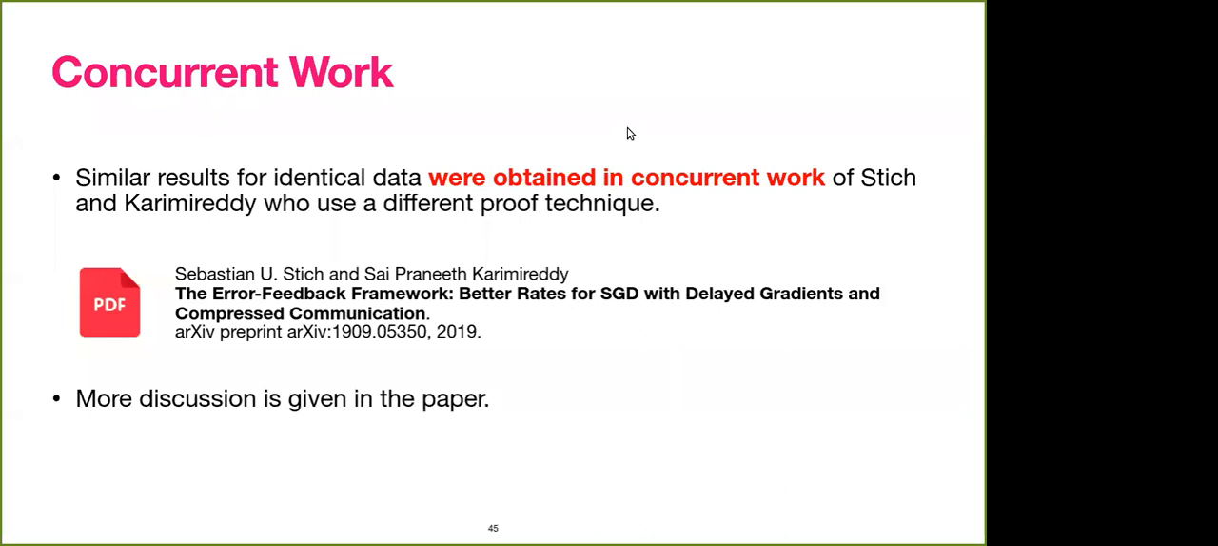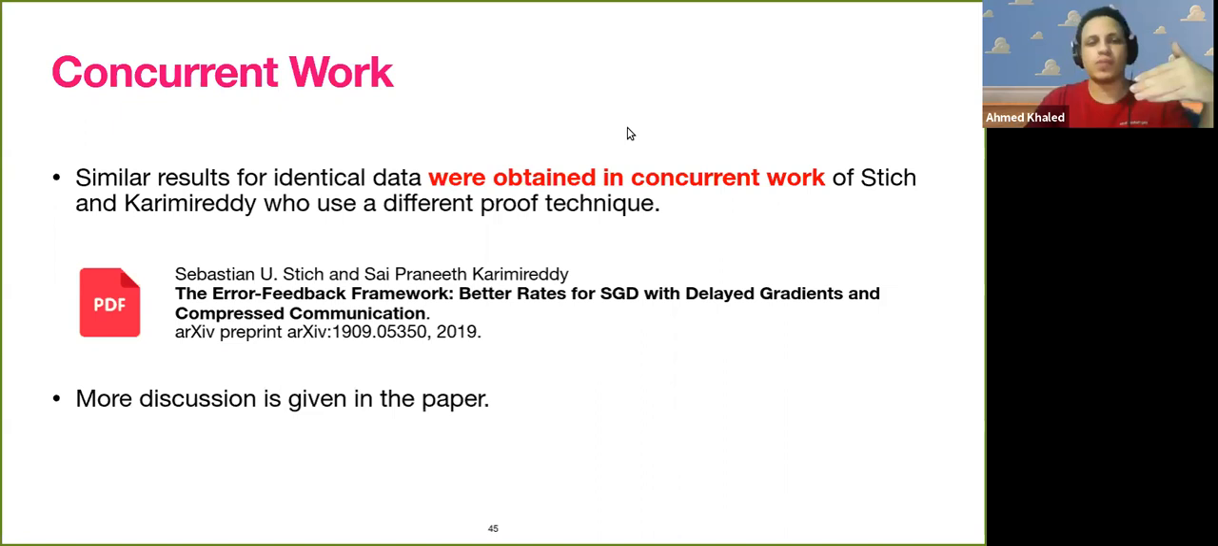All right. So there's this nice paper on the error feedback framework, but which also happens to have results for local SGD. Many of the same results were obtained concurrently, but they also use a different proof technique, a different weighting scheme, a different step size. And some of the similarities and differences are discussed in our paper.